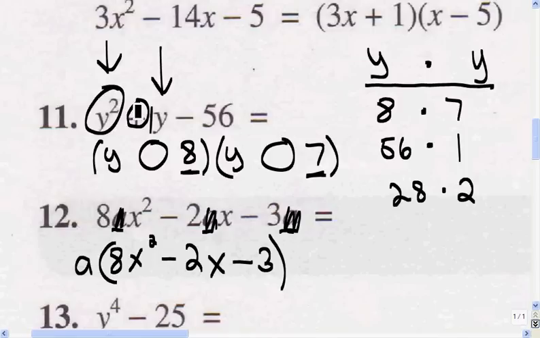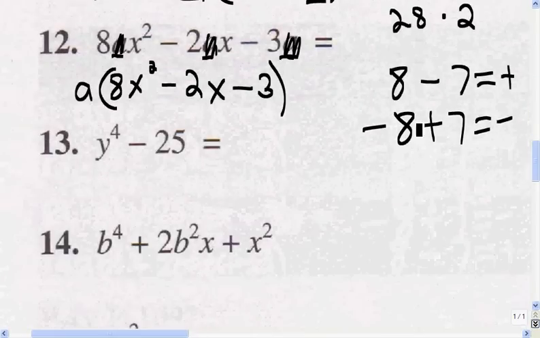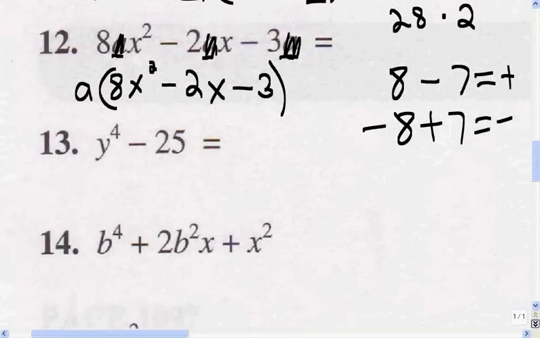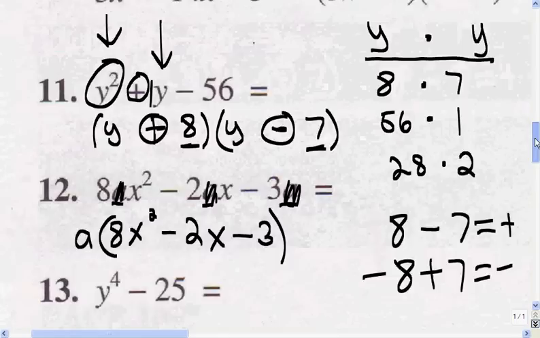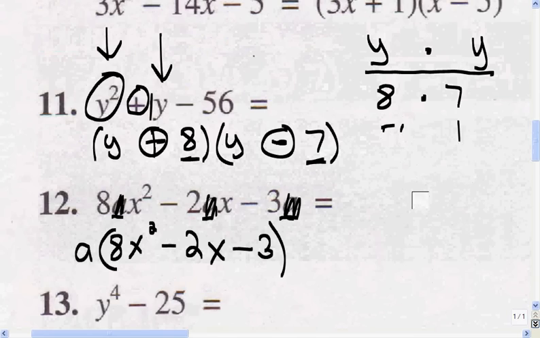Well, I look at my middle term. My middle term is positive, so the bigger number has to be positive, and the smaller number has to be negative. Why? Well, because when you subtract something and you want a positive answer, your bigger number has to be positive. When you subtract something and you want a negative answer, your bigger number has to be negative. Okay, so that's why I make the bigger number positive in this case, because I want a positive middle term. Okay, so let's do the next one here.